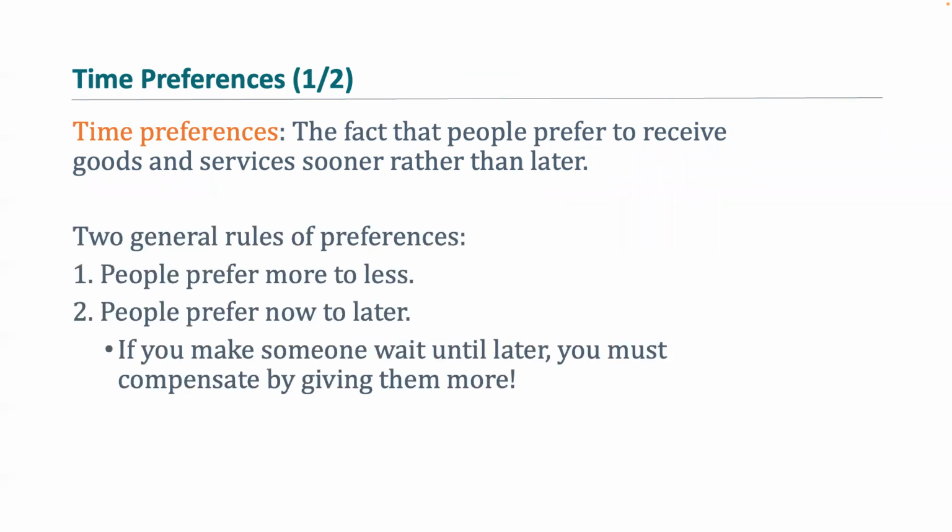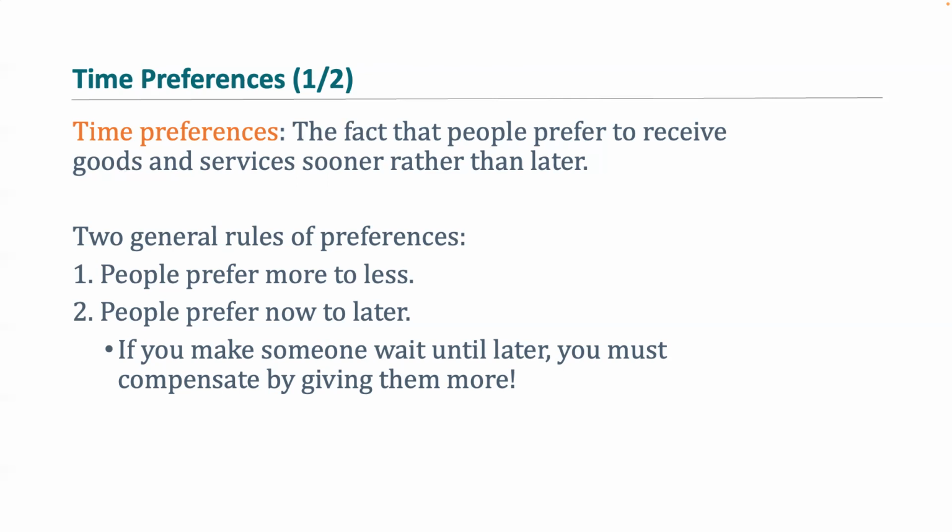Now, two general rules of preferences. People prefer more to less, obviously should be common sense, and people prefer now rather than later. So if you're going to make somebody wait, you have to compensate them by giving them more. As compensation for using their funds today, borrowers have to pay lenders. Now, when we have loans, the longer that loan term is, the higher that payment that you're making in excess of that original borrowed amount, because you have to pay that interest to whoever loaned you the money to compensate them for making them wait to be paid back.